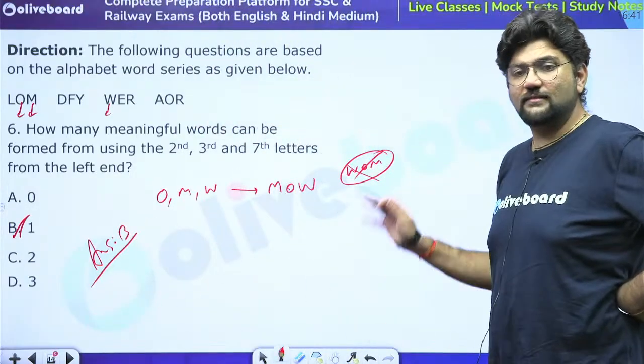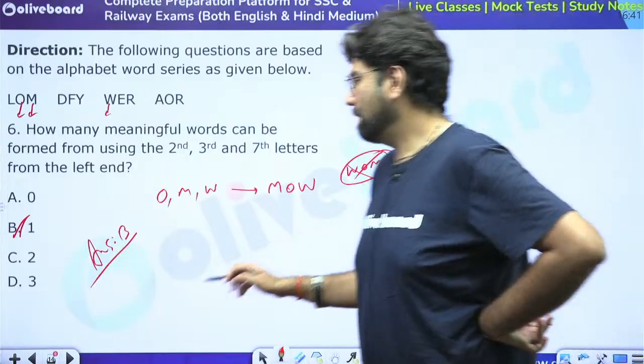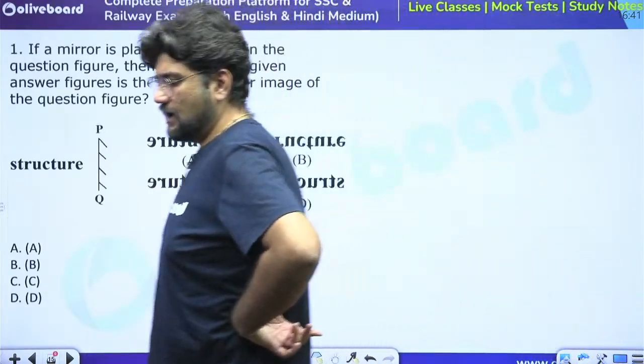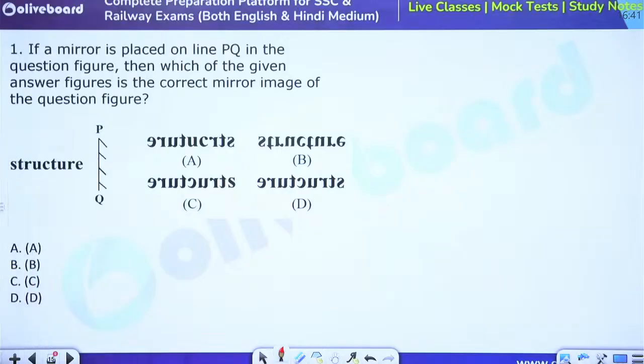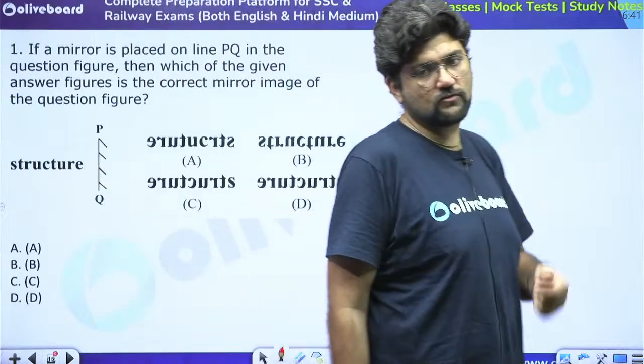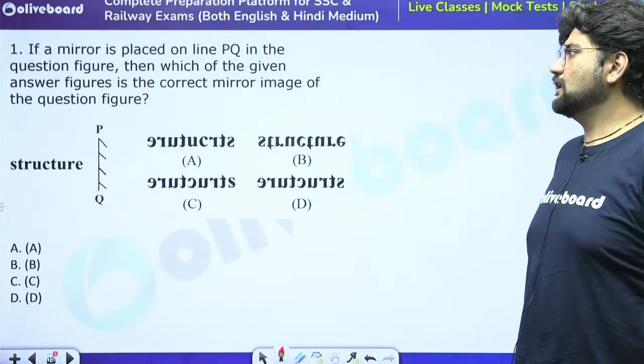A lot of students unnecessarily waste time here. Okay. Next. This is also a previous year question and a very easy variation. Just that students can't pick it. Again, something which is right there in front of your eyes, but it is not visible. So the mirror image of structure.